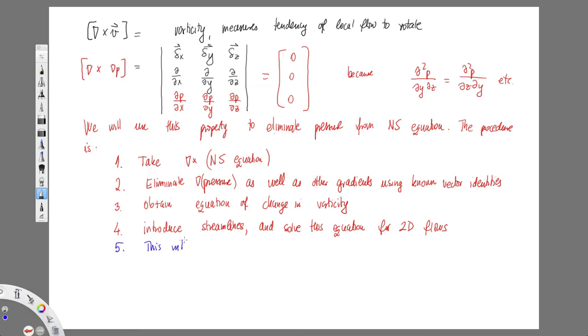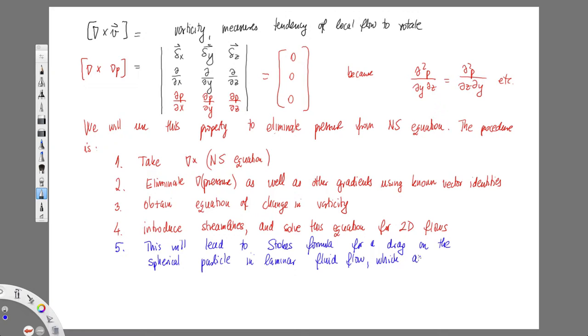So ultimately, this will lead to the Stokes formula for a drag on a spherical particle in a laminar fluid flow, Newtonian, constant density and all that, which has a lot of applications in subsurface engineering. So basically, the pain is worth it. Okay. Let's get going.